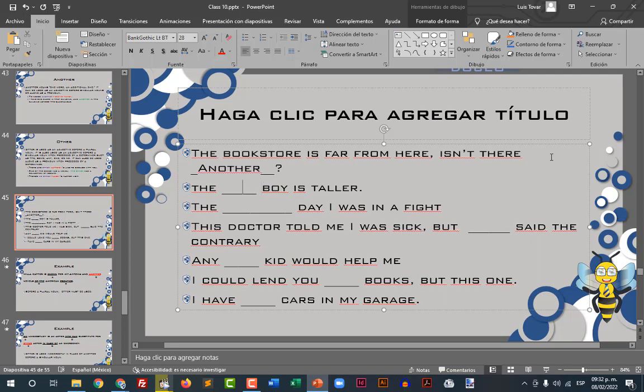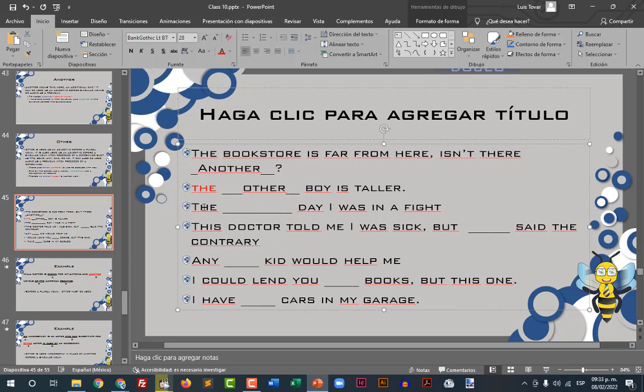Number two, the boy is taller. Yes, the boy is taller. The another? Another? You sure? Sorry, it's none. Even when we're talking in singular, like boy, it's singular, yes. But we have the word dog. If you have a determiner such as the, you must always use other, not another, even when we're talking in singular.